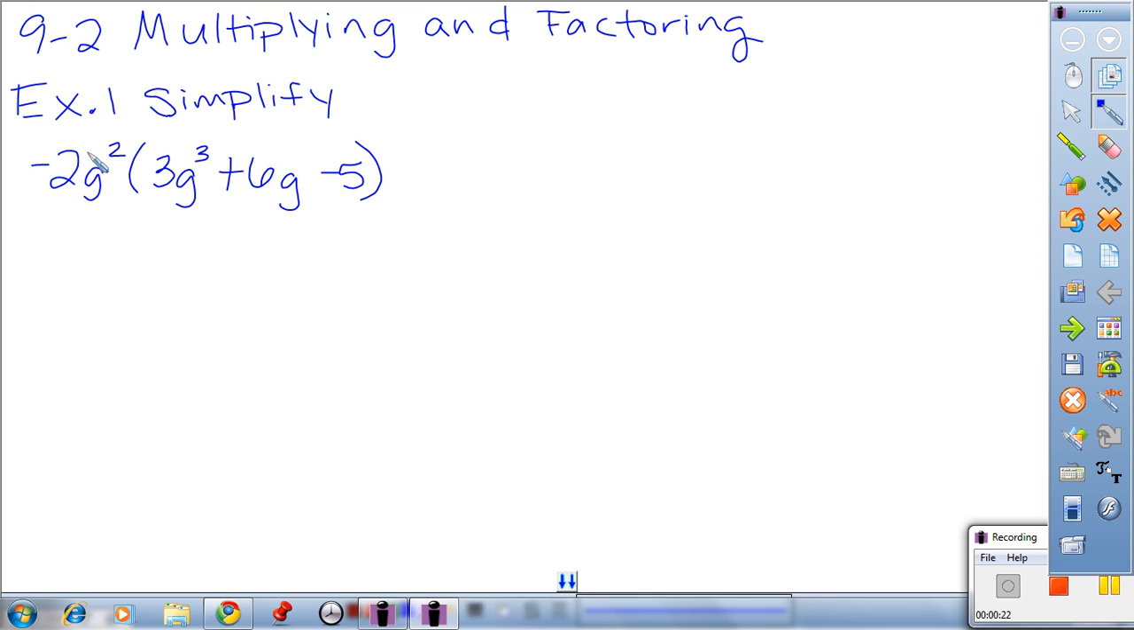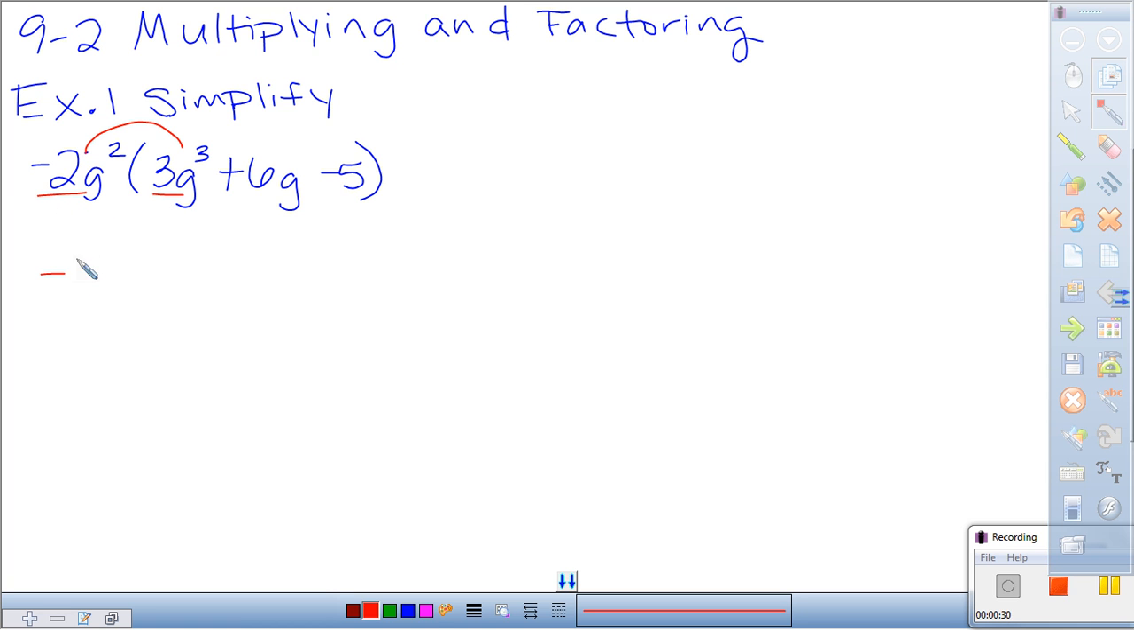So we have negative 2g squared times 3g cubed. We need to multiply our numbers first. Negative 2 times 3, negative 6. G squared times g cubed. When we multiply powers with the same base, we need to add our exponents. So we have g to the 5th.